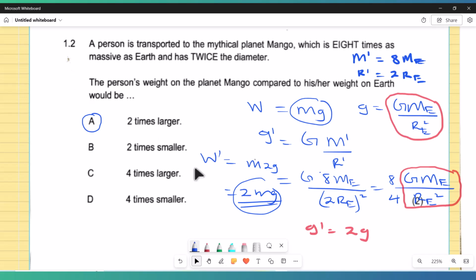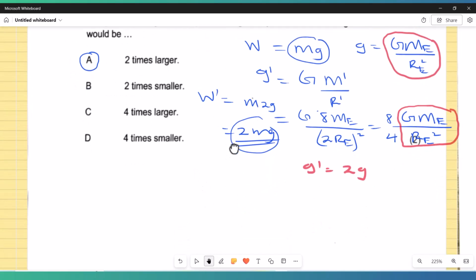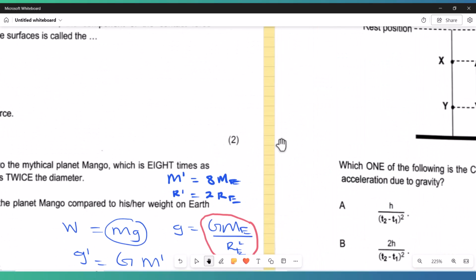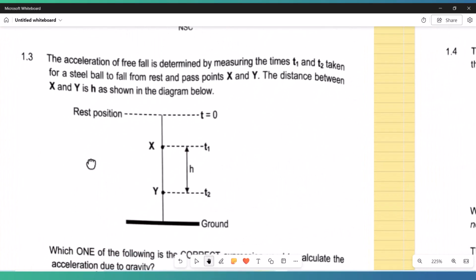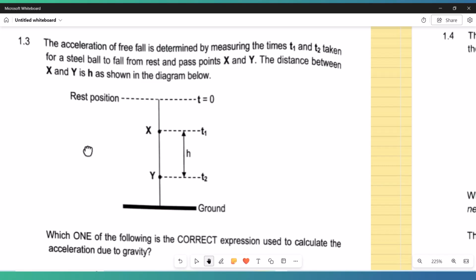Let's proceed. Next question here. Question 1.3 says that the acceleration of free fall is determined by measuring the times t1 and t2 taken for a steel ball to fall from rest and pass points X and Y. The distance between X and Y is h, as shown in the diagram below. Note here that our initial velocity is 0. Then we don't know the v at point t1 and at point t2, but we know the change in height.